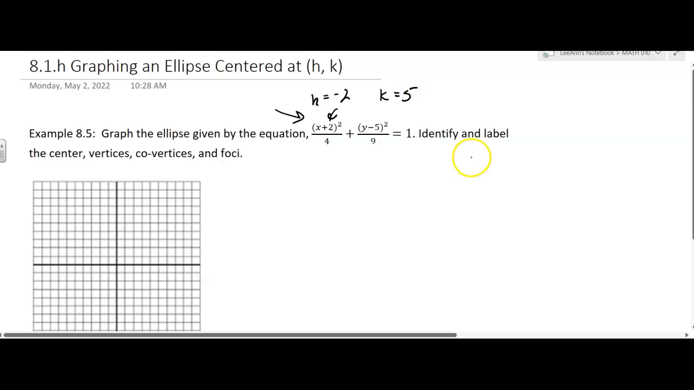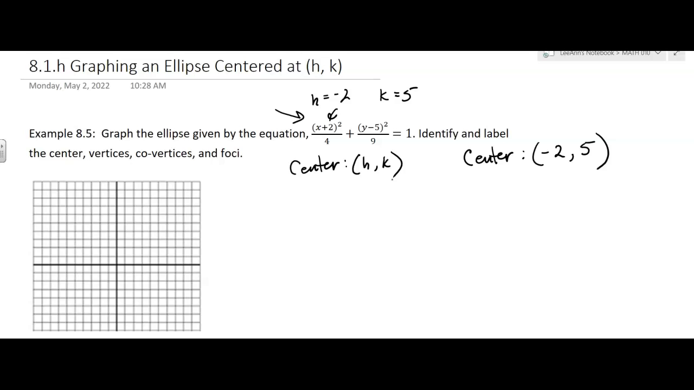Okay, so that means our center is going to be at -2, 5. The center is always at h, k. I think we said that already, but I'll just put it there. You could make a whole chart of these formulas. For me, it's easier just to graph and visualize it, but I'll leave that up to you. So the center is at -2, 1, 2, 3, 4, 5, right there.